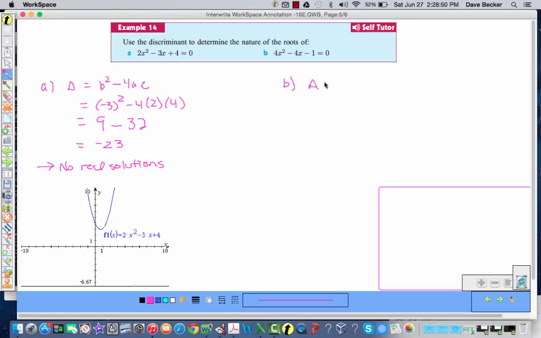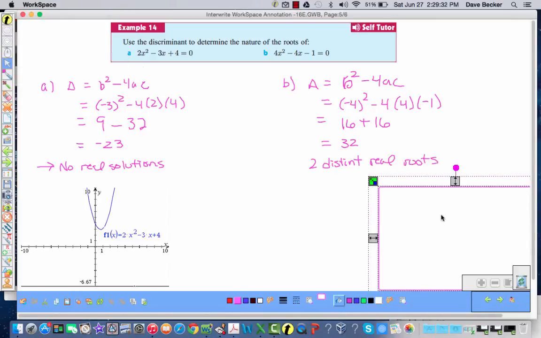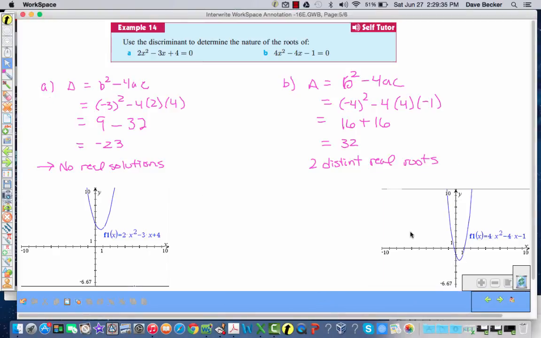Part B, delta is equal to b squared minus 4ac, which is equal to negative 4 squared minus 4 times negative 1, which is equal to 16 plus 16, which is equal to 32. So that means that we are going to have two distinct, meaning different, real roots. I shouldn't have said rational. Real roots. Because rational would mean that it can be written as a fraction, and that might not be the case.